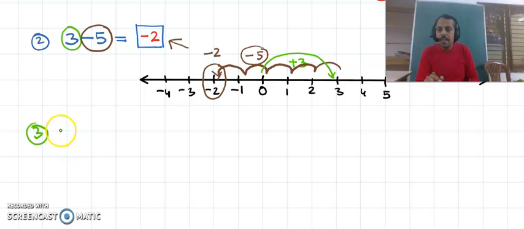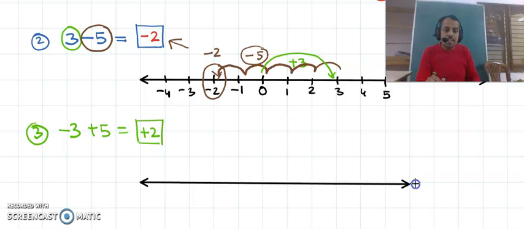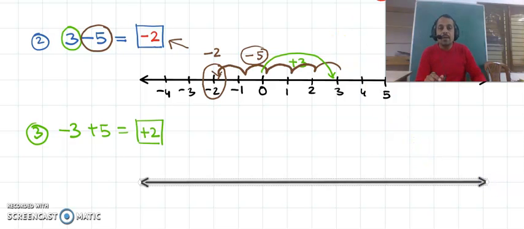Now what will happen? It will be minus 3 plus 5. Now let us solve it. As you solve it, you will find our answer will come as plus 2. So when we represent that on the number line, our frog is going to stop at the value that is plus 2. So let us start marking the things.